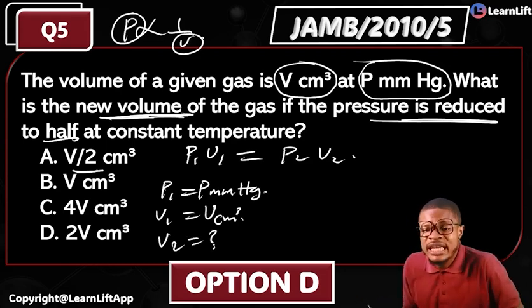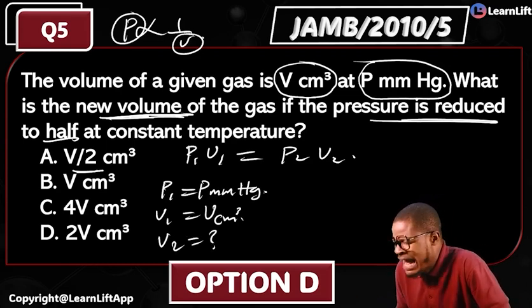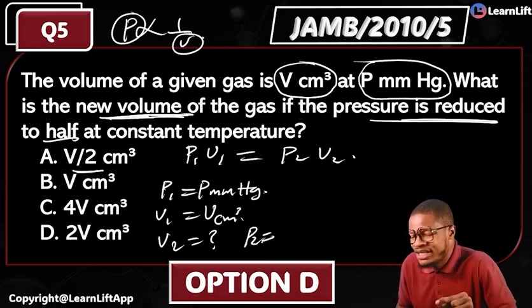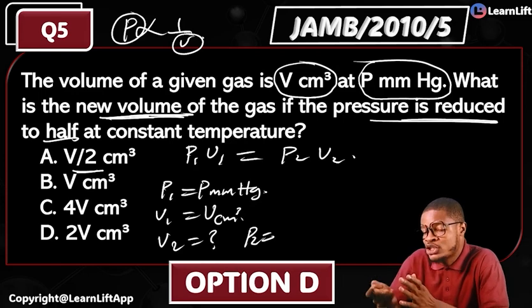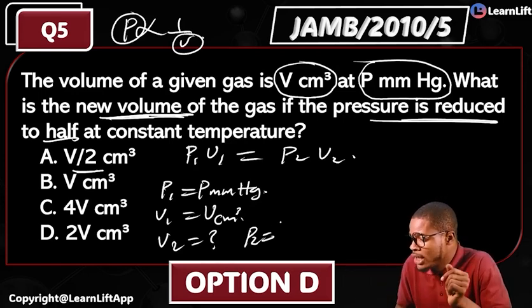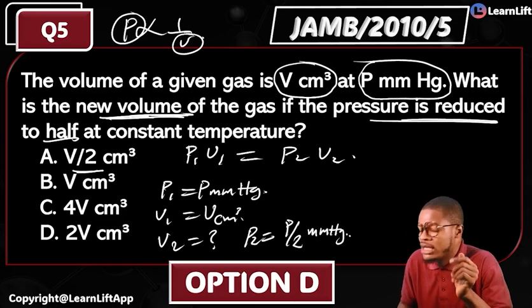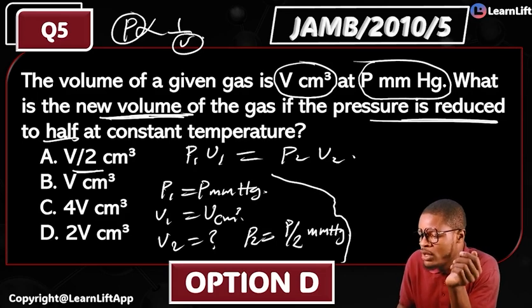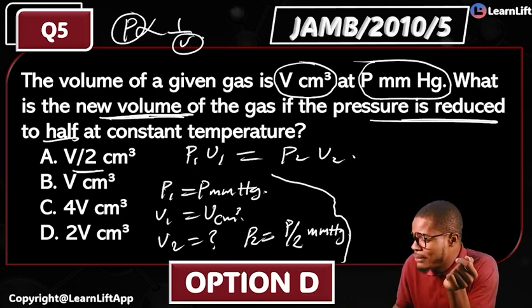We don't know V2. If the pressure is reduced by half, that means our P2 is what? Reduced by half. If my pressure P2 is now reduced by half, it will give me P over 2 in millimeter mercury. Now, from this relation that we have, P1 V1 is equal to P2 V2. What am I going to have?